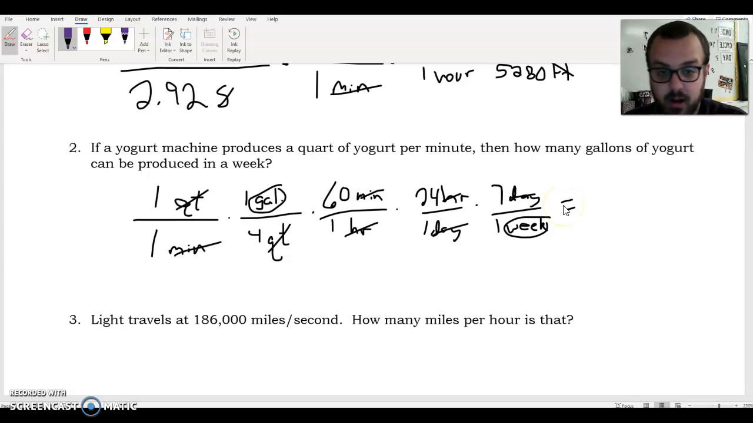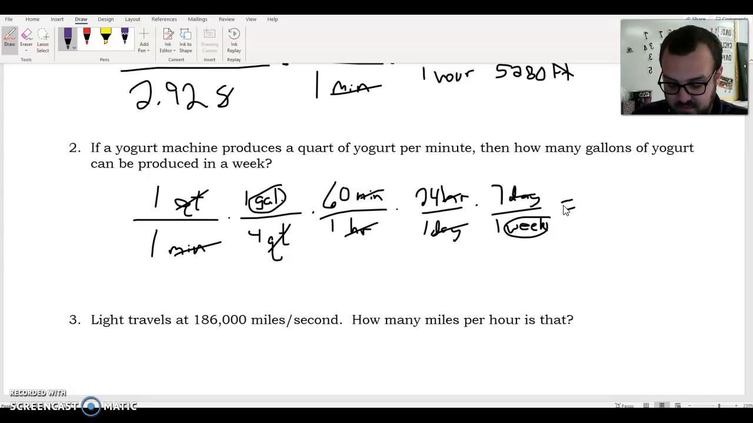So in my numerator, I'm going to have 1 times 1. I don't really need to write the ones, right? 1 times anything is just going to be itself, so I don't really need to write those. So really, I just need to write 60 times 24 times 7. Okay, put that in parentheses.